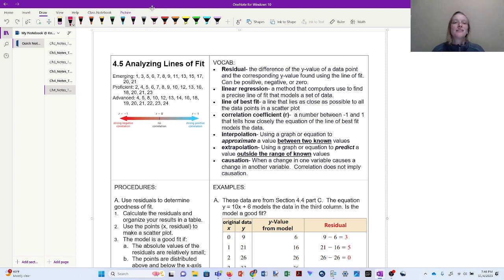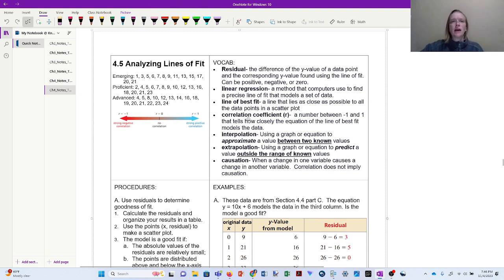Hi folks, today we're going to learn how to analyze lines of fit. In the last section, 4.4, we learned how to draw a line of fit on a scatter plot to identify trends. We're going to look at those a bit more analytically and also come up with a better line of fit, called a line of best fit, using technology.